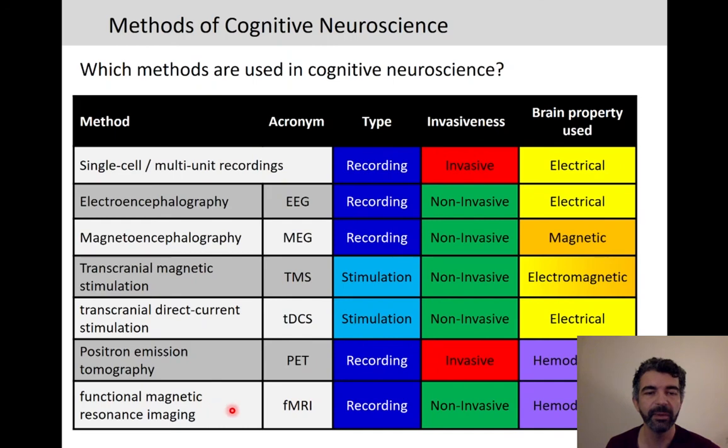Then fMRI, for example, functional magnetic resonance imaging, is a recording method, and it's also non-invasive, but it uses the hemodynamic feature, so the blood oxygen level changes.